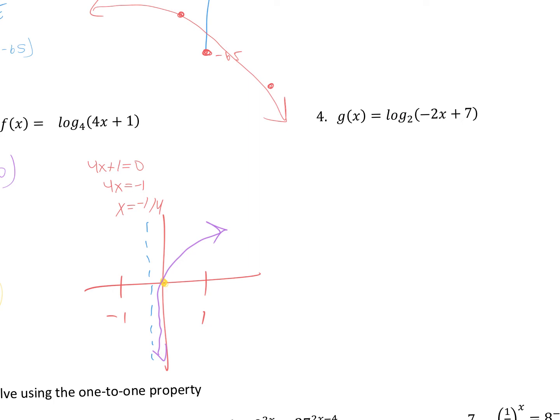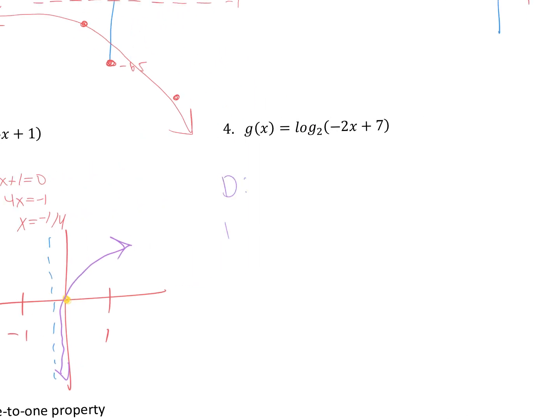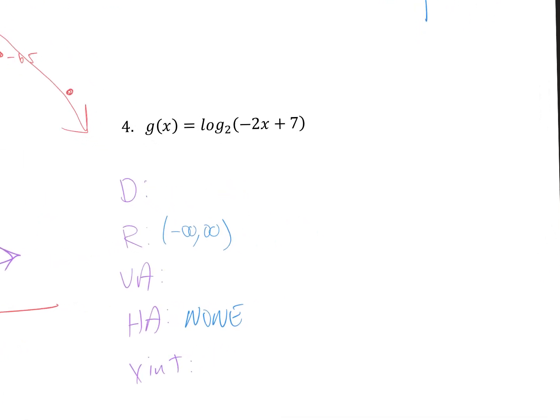All right, this log is the exact same thing. We're going to do the exact same thing. Domain, range, vertical asymptote, horizontal asymptote, x-intercept. What do I know straight away? Range is -infinity to +infinity. What else do I know? There's no horizontal asymptote. Good. How do I find the vertical asymptote? Set the parenthesis equal to 0. Agreed? Okay. So x equals 7/2.